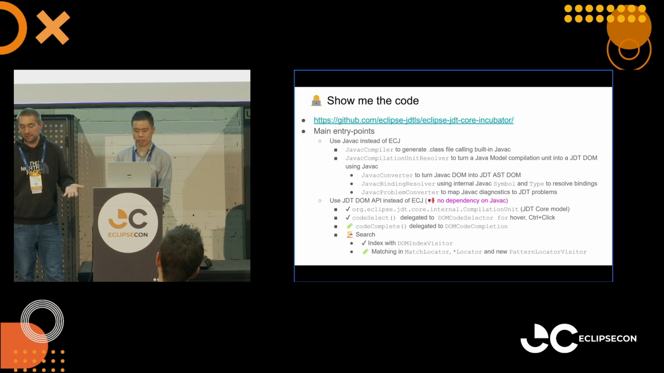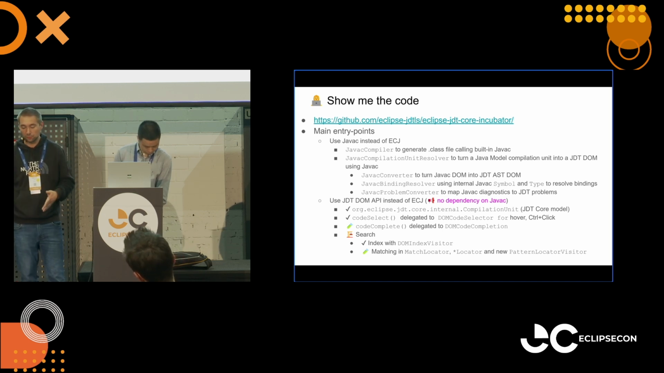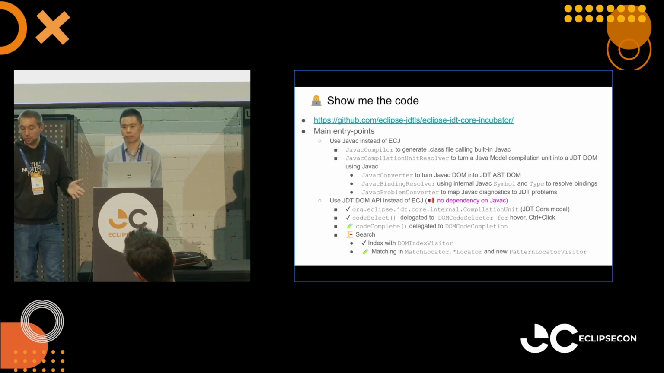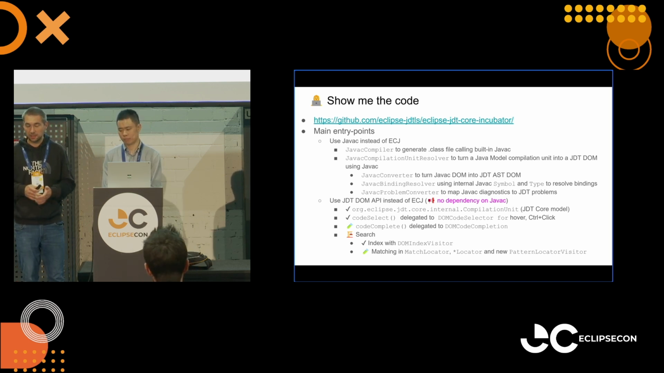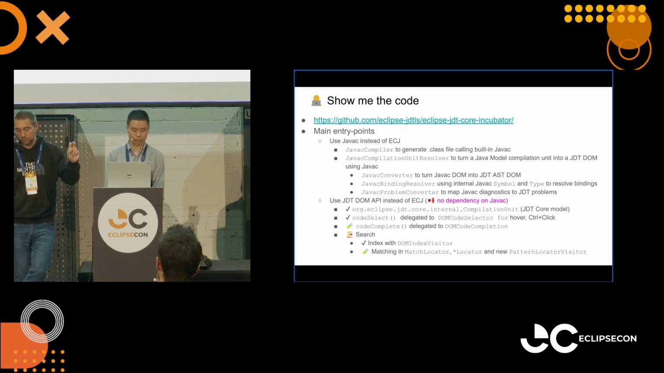This one has a Javac compilation unit resolver implementation, which allows turning the DOM from the Javac AST into a JDT DOM. 3 classes are involved: one to convert the DOM, one to convert the problems and the diagnostics, and another to convert the bindings, which are the links between the symbols. This code does not depend on any change in JDT. It's available and ready for use, more or less.